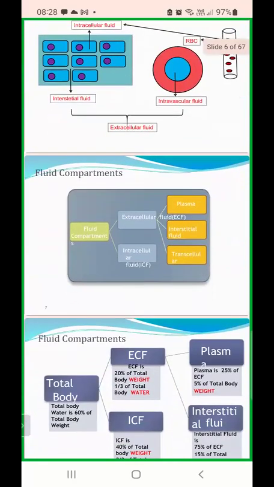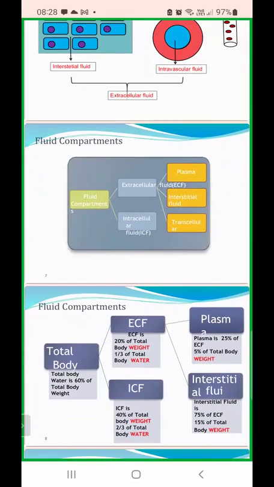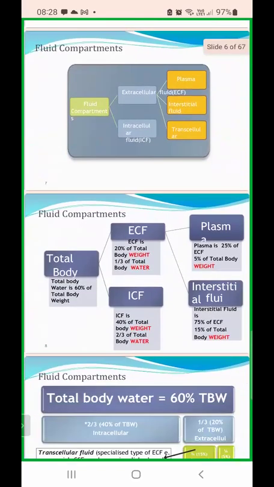Once again, I would like to summarize that the fluid compartment is divisible into the extracellular fluid compartment and the intracellular fluid compartment. The extracellular fluid compartment is again divisible into plasma, interstitial fluid, and transcellular fluid. The intracellular fluid compartment is of course the fluid present inside the cell.